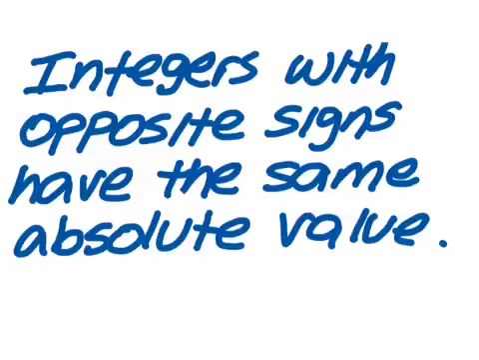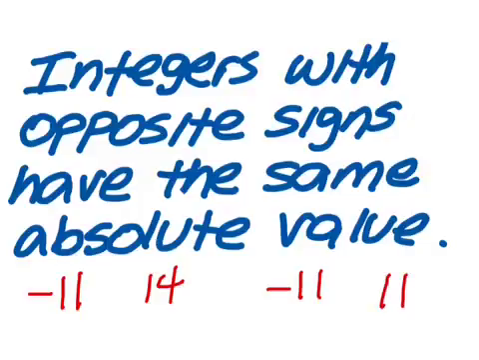So let's clarify it. Integers with opposite signs have the same absolute value. Well, negative 11 is an integer, and so is 14, but they don't have the same absolute value. They have opposite signs, but they don't have the same absolute value. I think in reading this question, we assume that they're asking us about numbers that have the same absolute value, like 11 and negative 11. But it's not asking us that. It doesn't say integers of the same value.